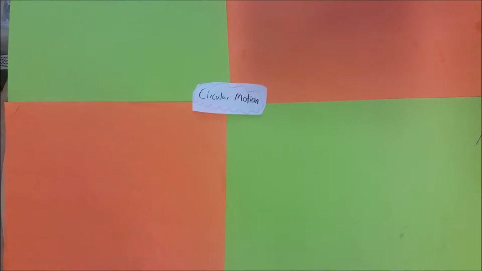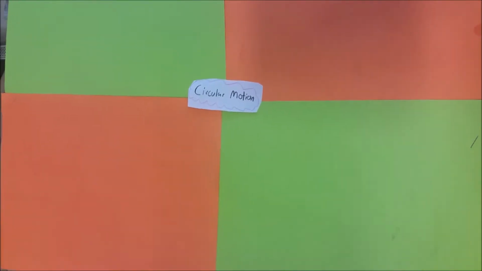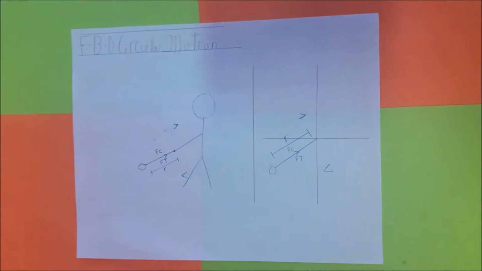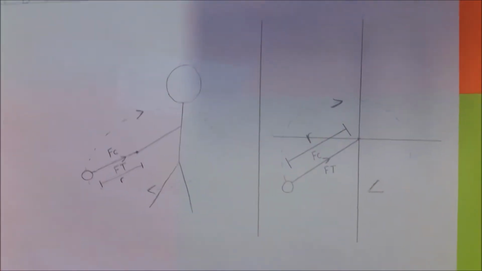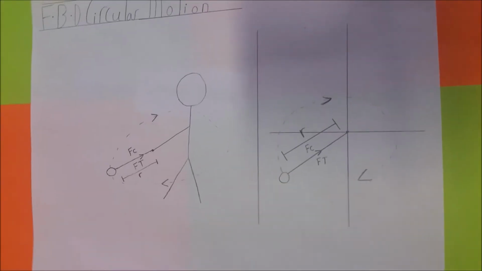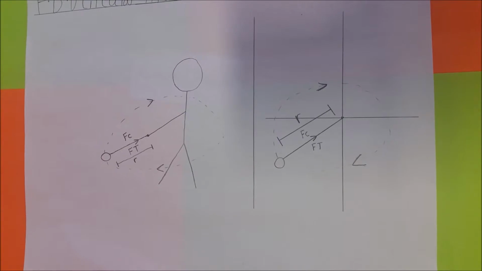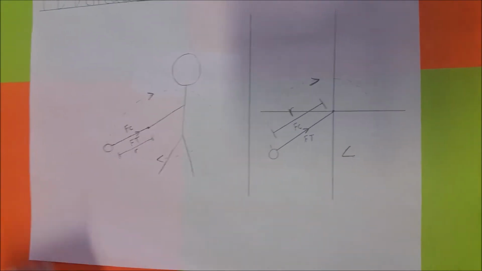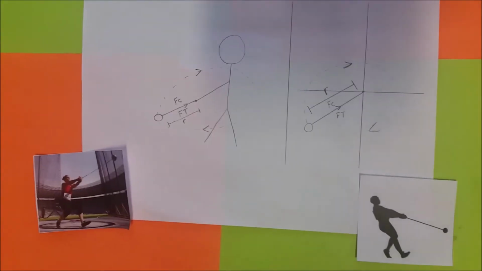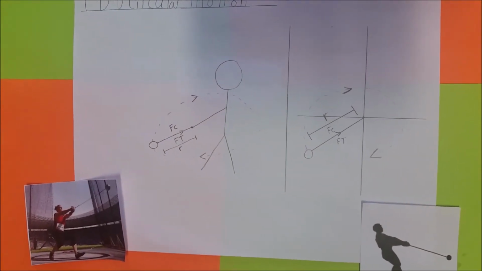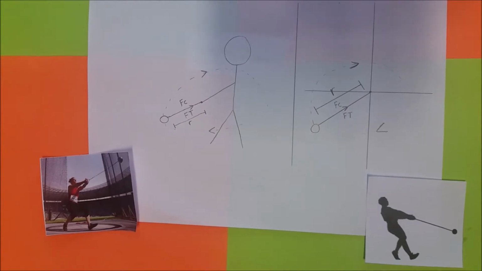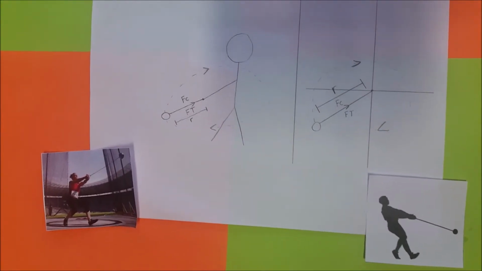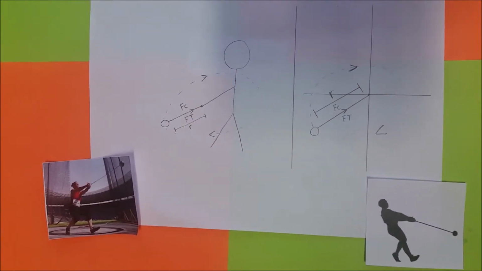Circular motion. So let's focus on the circular motion of the hammer throw. Here's the FBD of the circular motion. As you can see, there's a radius, the force of tension, and the centripetal force in the hammer throw. So in a hammer throw, the radius plays a huge role, because the smaller the radius, the faster the hammer is thrown. You don't want the radius being too big, because it'll be harder to gain speed and spin the hammer.